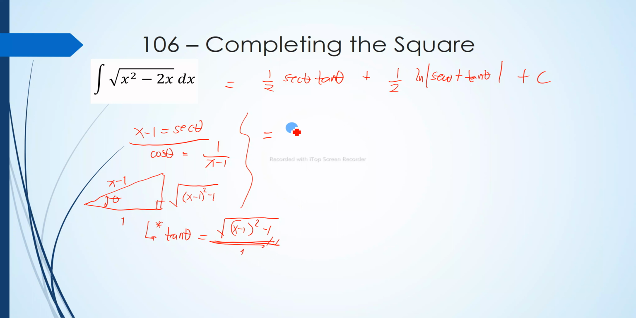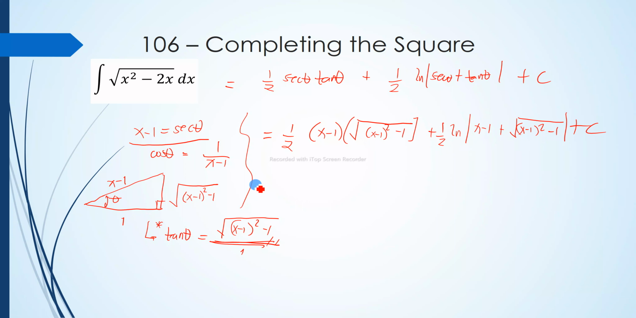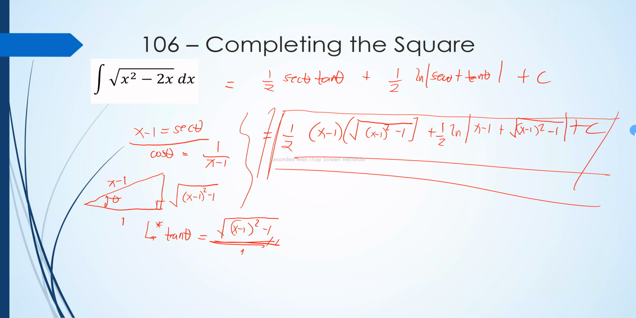So we just rewrite our final answer. We will have 1/2 times secant theta, which is x minus 1, times tangent theta, which is the square root of x minus 1 squared minus 1, plus 1/2 the natural logarithm of x minus 1 plus the square root of x minus 1 squared minus 1, plus c. Again, don't forget the plus c. And then this will be the final answer for this specific problem.